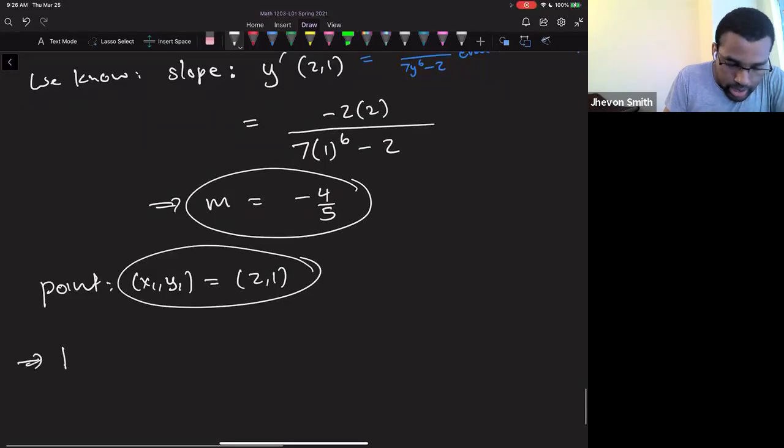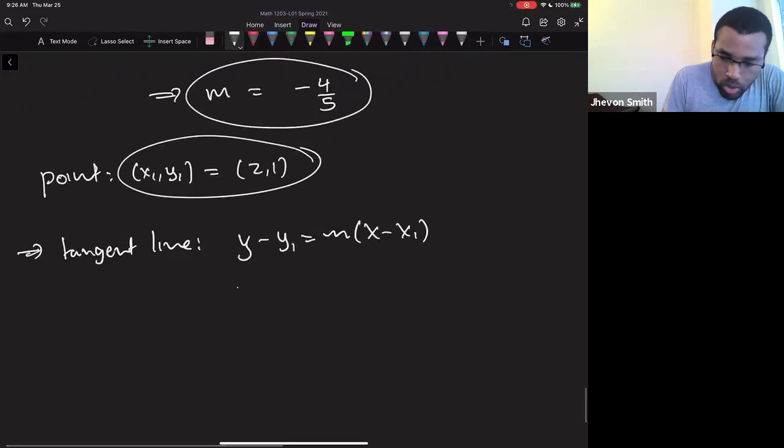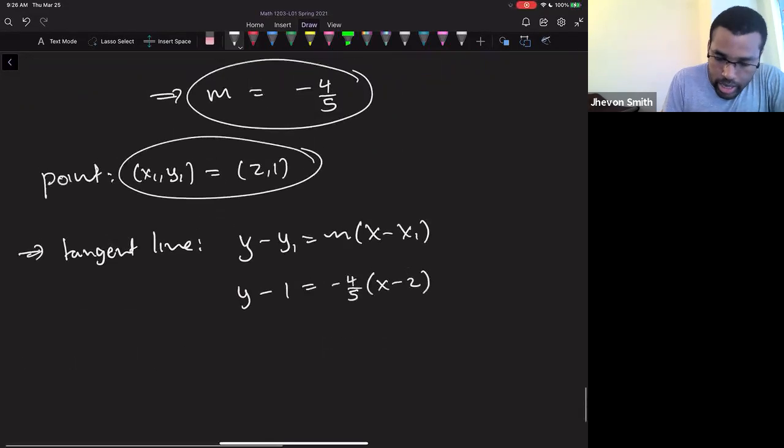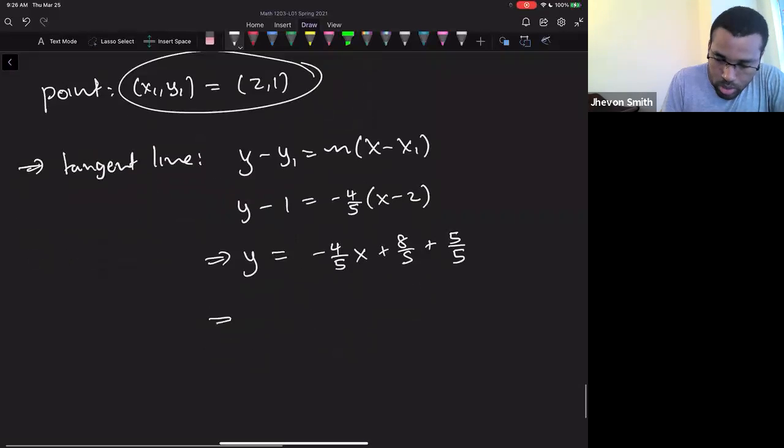So this means the tangent line is y minus y1 equals m times x minus x1. So that's going to be y minus 1 equals minus 4 over 5 times x minus 2. Or I can say that's y equals minus 4 over 5x, plus 8 over 5, plus 1, which is 5 over 5. And so this means that my y is minus 4 over 5 x plus 13 over 5.